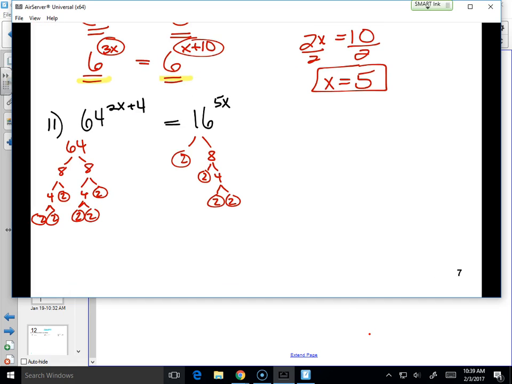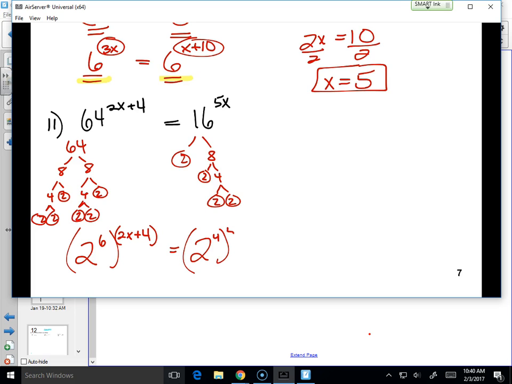So, question. What can I change 64 to be? 2 to the power of 1, 2, 3, 4, 5, 6. Good. We have to keep the 2x plus 4 chilling out there. The best way to do it is to keep it in parentheses. That's safest. You don't make any illegal mistakes. Bad math kills, just watch out. 16, we can make 2 to the power of 4, all to the 5x.